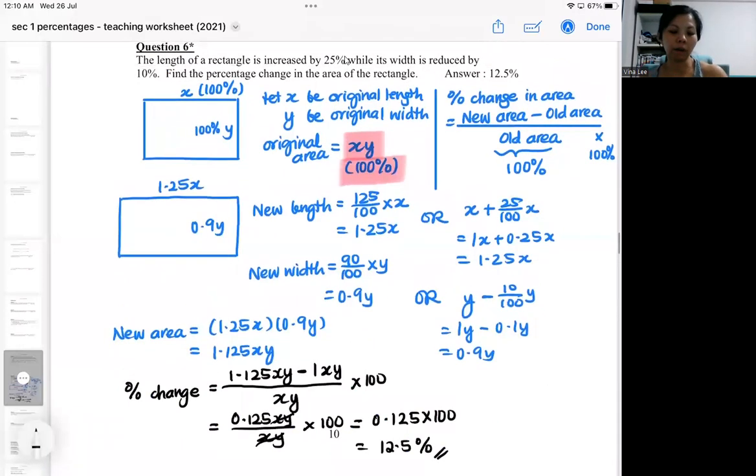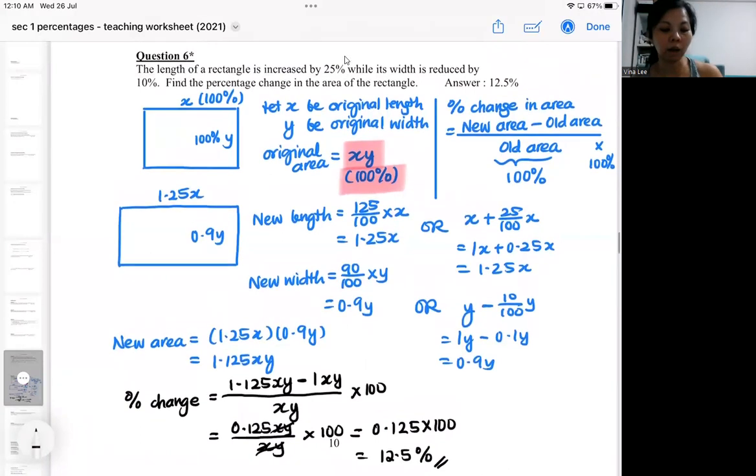So we managed to find the percentage increase without knowing the original length, original width, and the original area. You can just assign algebra for that.